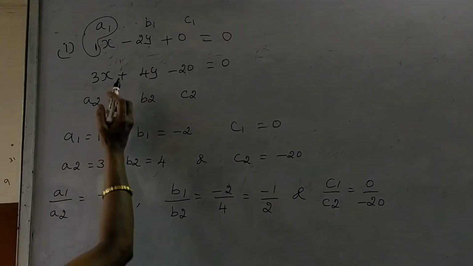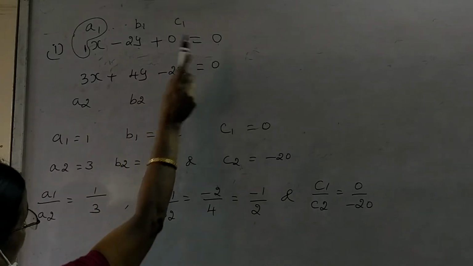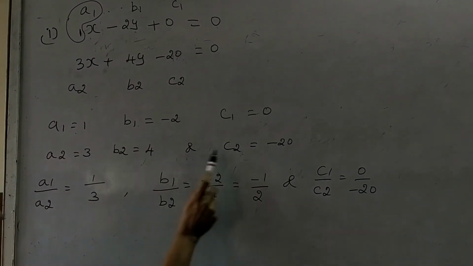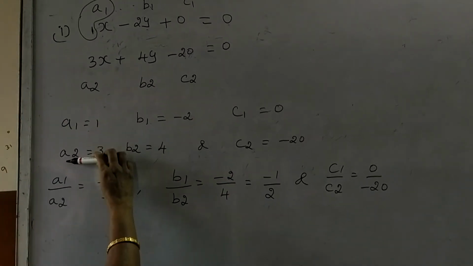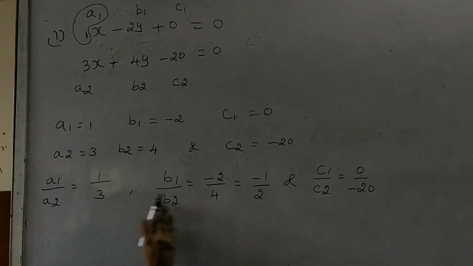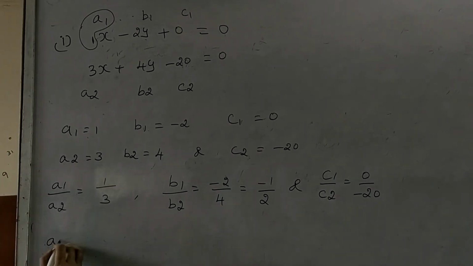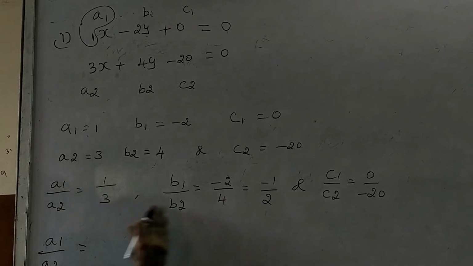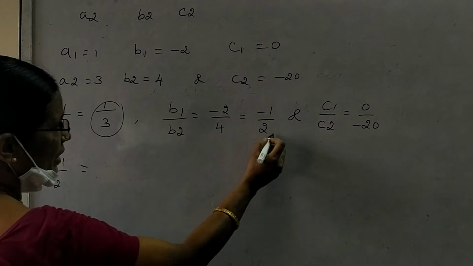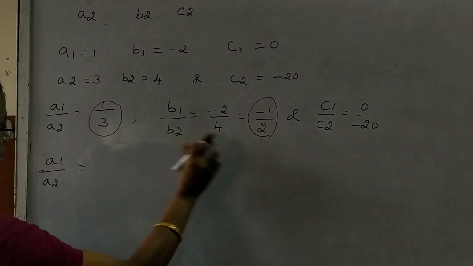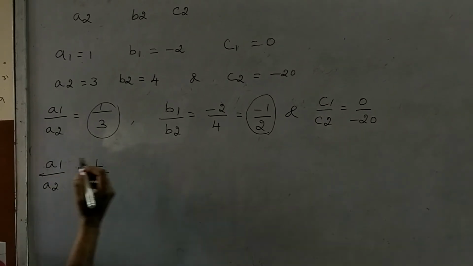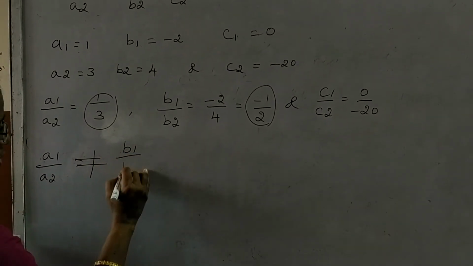So remember, first the equations should be expressed in the standard form. Then note down what a1, b1, c1, a2, b2 and c2 are. Find the ratios a1 upon a2, b1 upon b2 and c1 upon c2. After simplifying, check whether a1 upon a2 is equal to b1 upon b2. Are they equal here? Here the answer is 1 upon 3, here it is minus 1 upon 2. Therefore, they are unequal. So here I write a1 upon a2 is not equal to b1 upon b2.